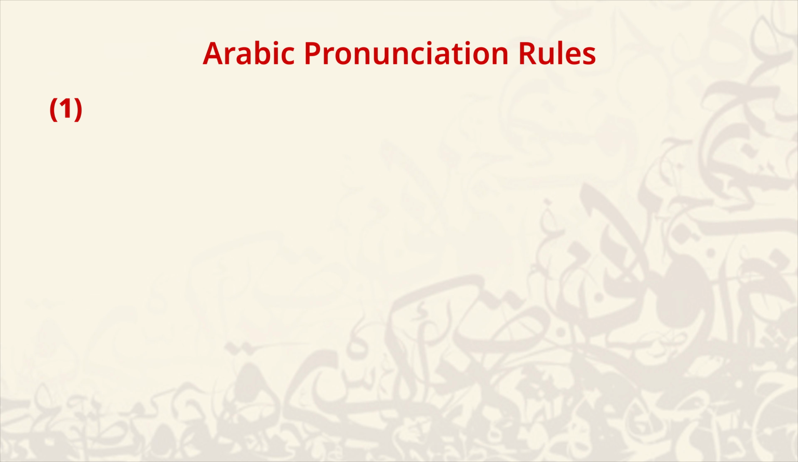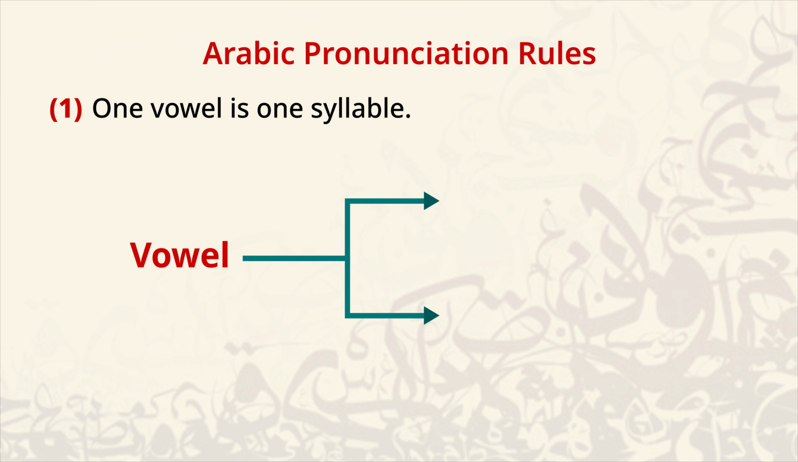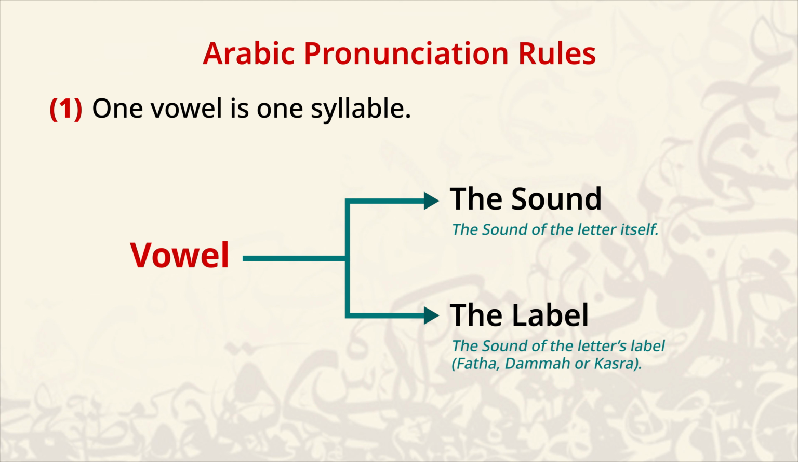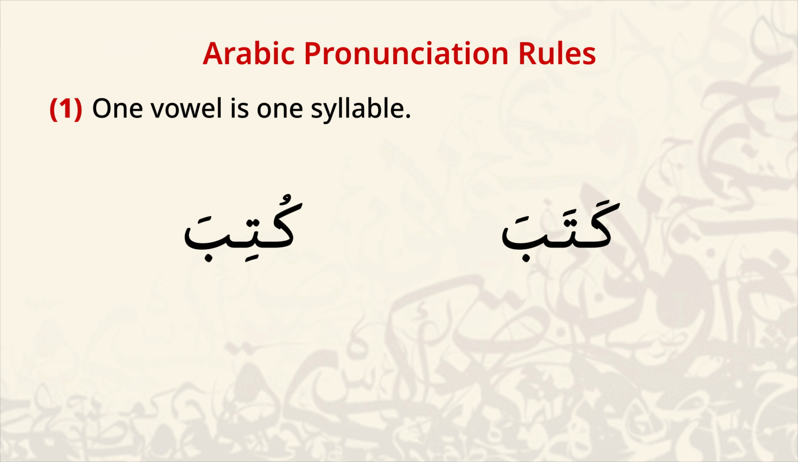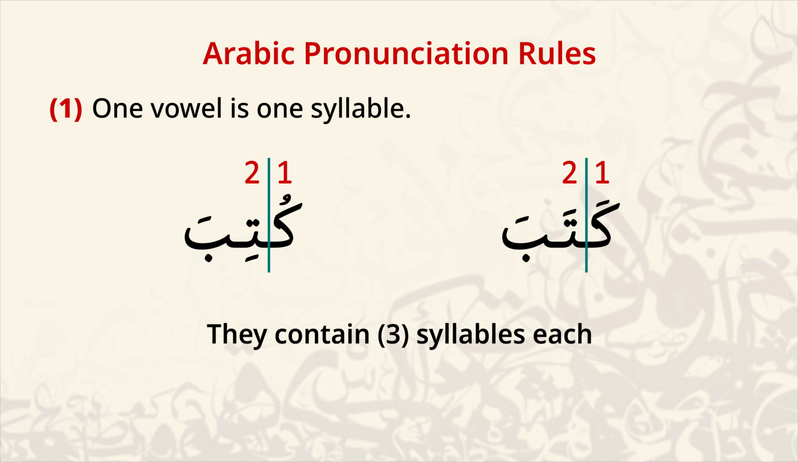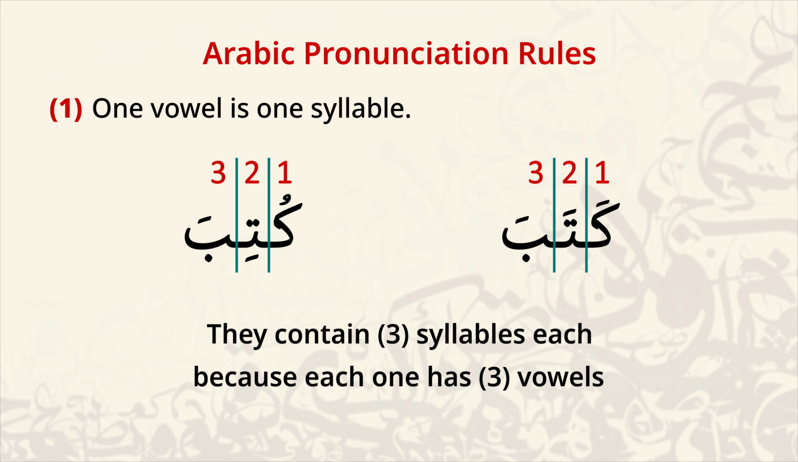It says that one vowel equals one syllable. And when we talk about vowels, we mean 2 things: the sound and the label, as we previously explained. Let's remember the 2 examples from the first lesson. These 2 words contain 3 syllables each. Why? Because we have 3 vowels. When analyzing these syllables, we consider both the sound of the letter and its label.